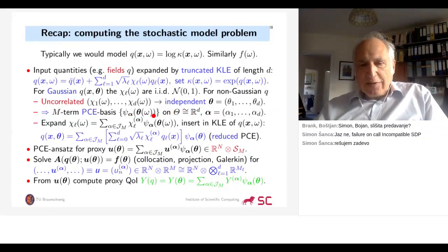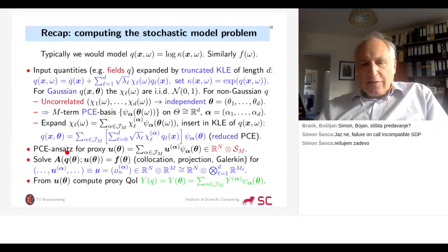So this theta space is equivalent to R to the power D, and our multi-indices alpha only have length D now. I can now take M polynomials, and then I expand this guy here in these M polynomials, and I insert this here in the KLE. So this is what you see here. This is the sum here. I've already exchanged the two sums. I pulled this sum in the middle. So what you see here is a kind of a reduced PCE with these vectors here, which come from the KLE. Good. And so that's the input to my problem.